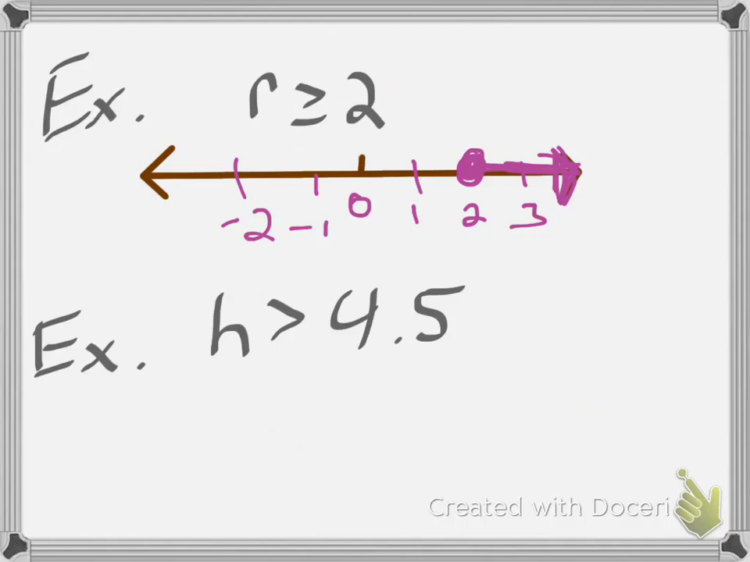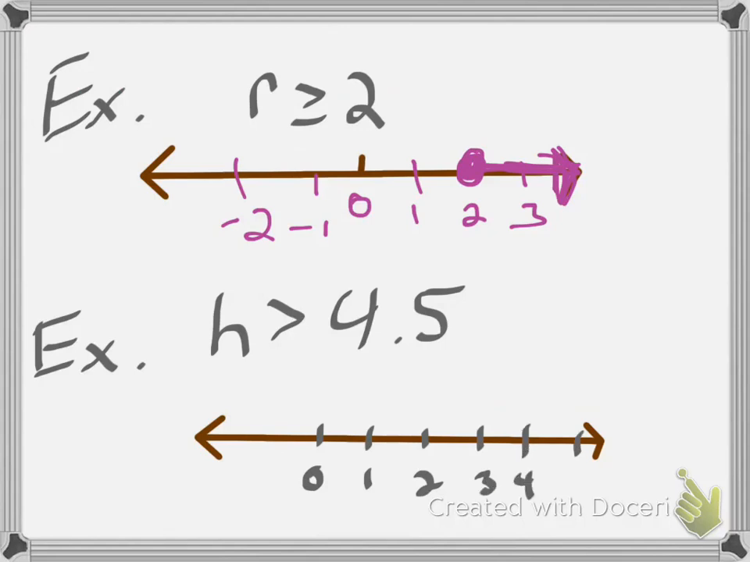Let's do one more. H is greater than 4.5. Draw our line. And we have 0. I'm going to put 0 over here now, so I have room for 1, 2, 3, 4, 5. And 4.5 should be right here. I'm going to circle 4.5. I don't fill it in. And everything bigger than 4.5 goes in this direction.